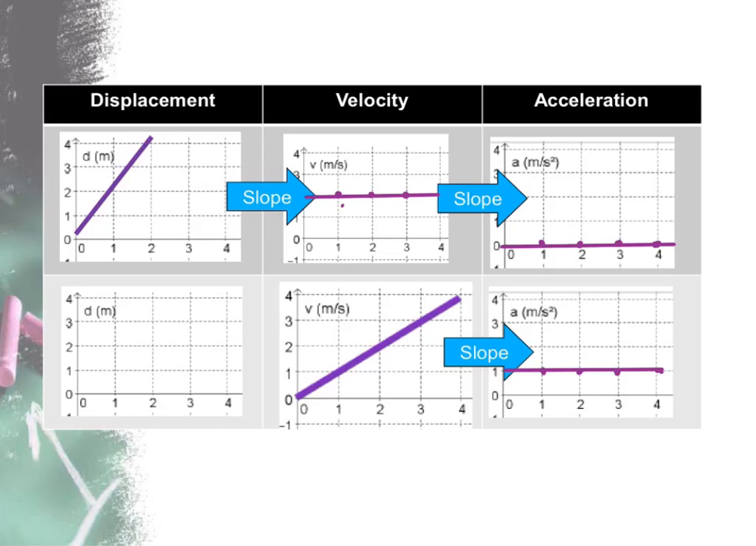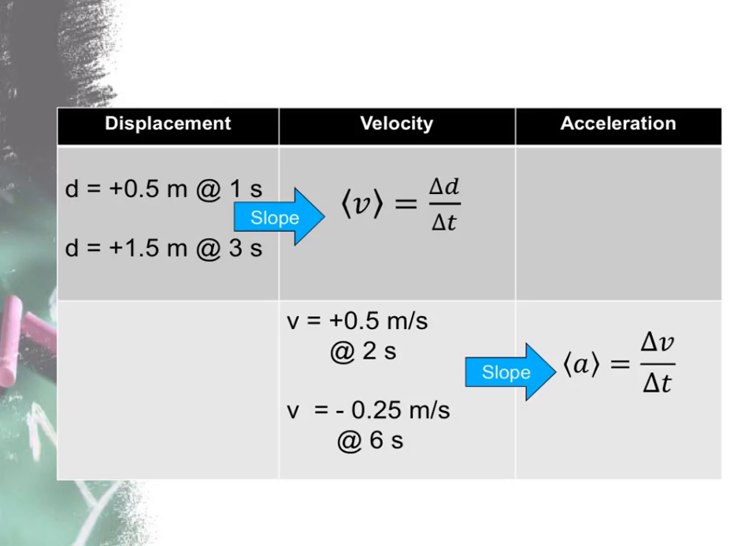Actually, before I go on to that, there's a similar pattern when you're being given displacement in a word problem, let's say. So let's say in this word problem, Johnny is at 0.5 meters 1 second after he starts walking, and he's at a distance of 1.5 meters after 3 seconds of walking. What is his average velocity? And what we can do is we can use the slope formula, change in distance over change in time.